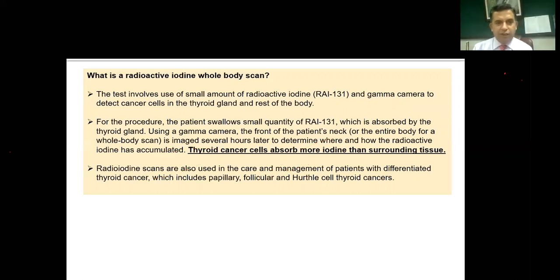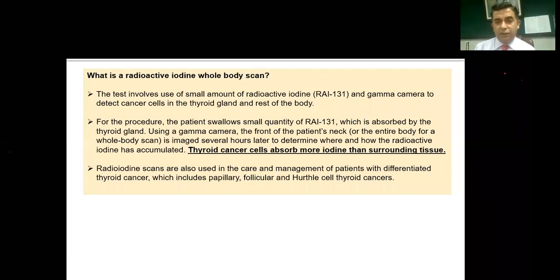Okay, so what is a radioactive iodine whole body scan, and how do we do it? The scan involves the use of a small amount of radioactive iodine that is given to the patient orally, and the patient is asked to come after 24 or 48, sometimes 72 hours, and is imaged under the gamma camera from head up till the knee regions. We look for any focal area of reduced or increased radiotracer uptake, or an abnormal uptake, and that area is identified and localized.